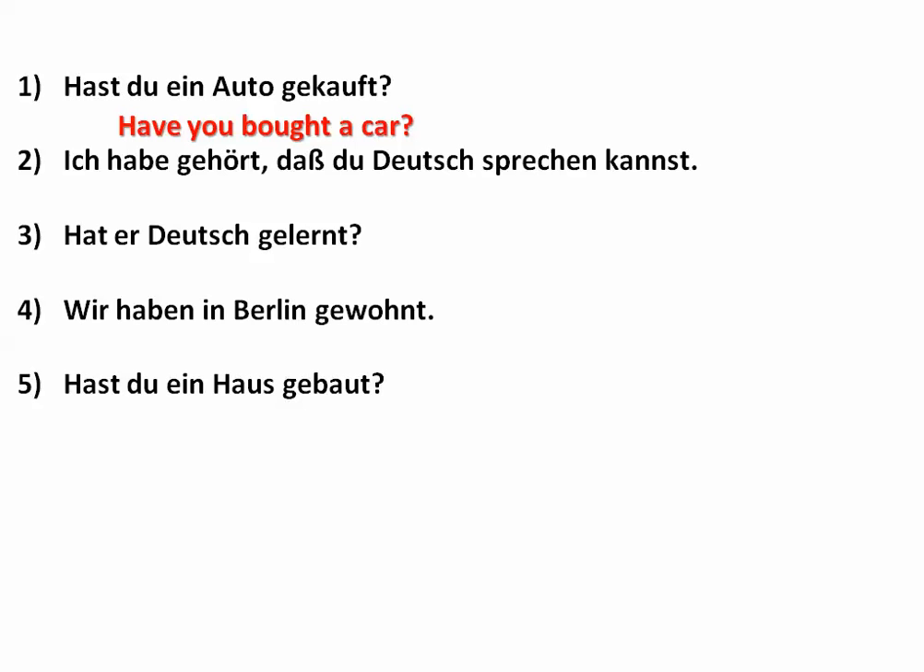Ich habe gehört, dass du Deutsch sprechen kannst. Okay, so here we have ich habe gehört. That's gehört is the past participle here. And we're using a subordinating conjunction, dass, which is going to affect the word order of the clause after it. Normal word order there is du kannst Deutsch sprechen. But because we have a subordinating conjunction, that verb will jump to the end.